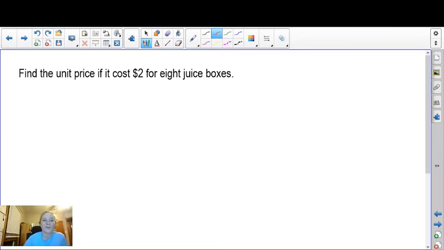Find the unit price if it costs $2 for 8 juice boxes. So unit price will always, always, always go price over the item.